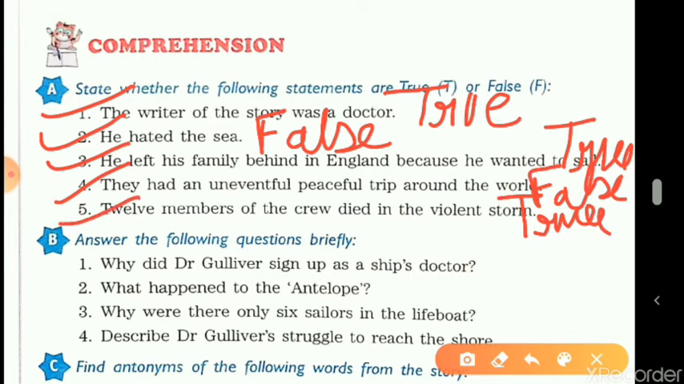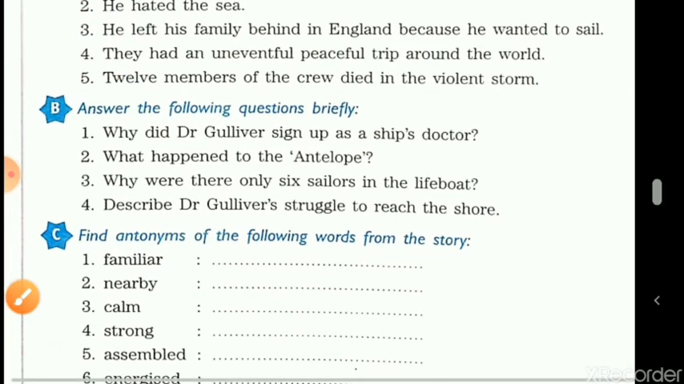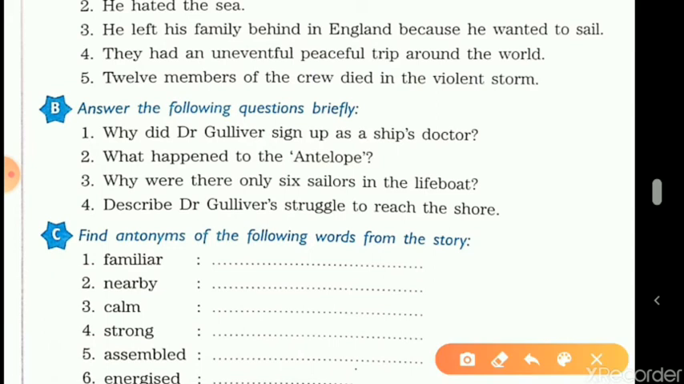So children, once again I'll revise. The writer of the story was a doctor. True. Second, he hated the sea. False. Third, he left his family behind in England because he wanted to sail. True. Fourth, they had an uneventful, peaceful trip around the world. False. Fifth, 12 members of the crew died in the violent storm. True. Now, children, I'll start with exercise B.